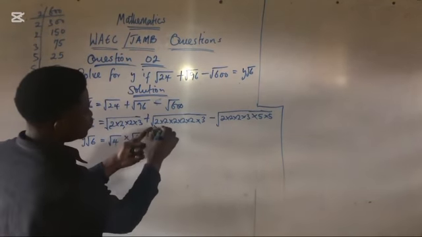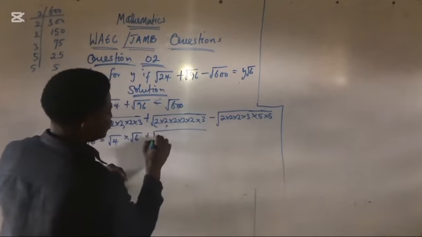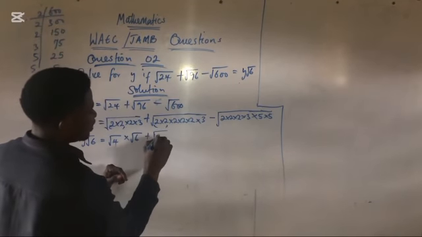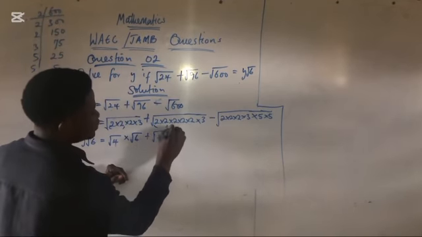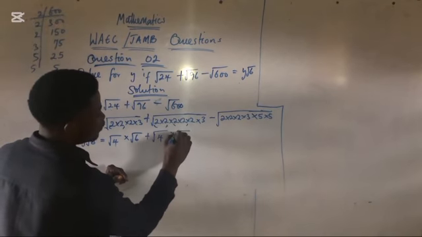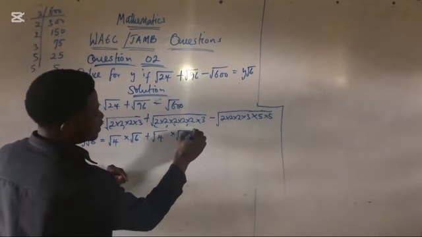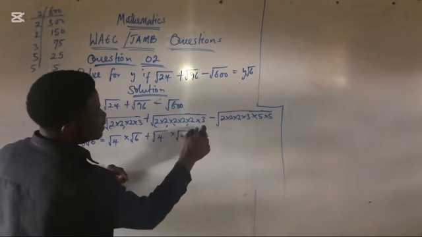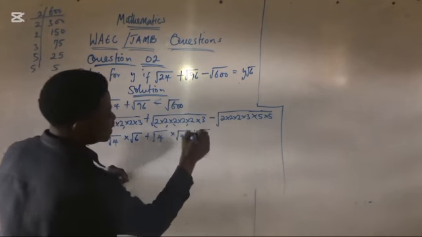Plus 2 times 2. 2 times 2 is what? 4. I'm having root 4, times 2 times 2 again. What do you have? 4. That is root 4 again, times 3. 2 times 3 is what? 6. That is root 6 now.